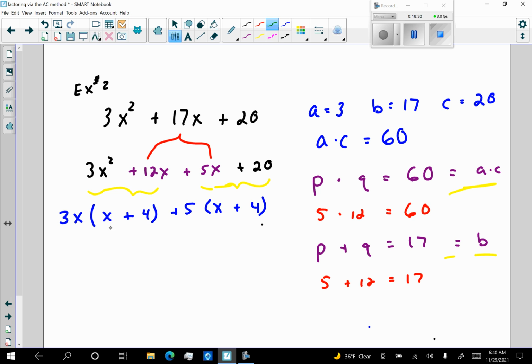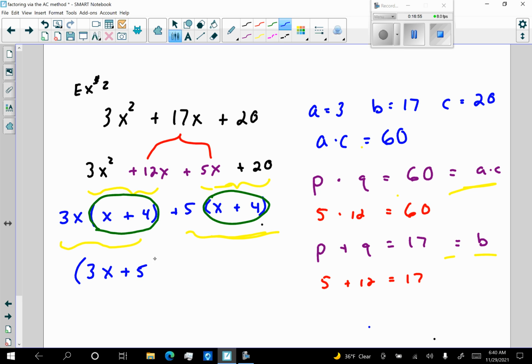And now again, here's the part that some people have a hard time looking at. I have an x plus 4 and I have two factors. I have 3x times x plus 4 and I have 5 times x plus 4. So what I'm going to do is, again, factor out that green circle. And what do I have? I have 3x plus 5. 5 comes there, times what? Times green, x plus 4.